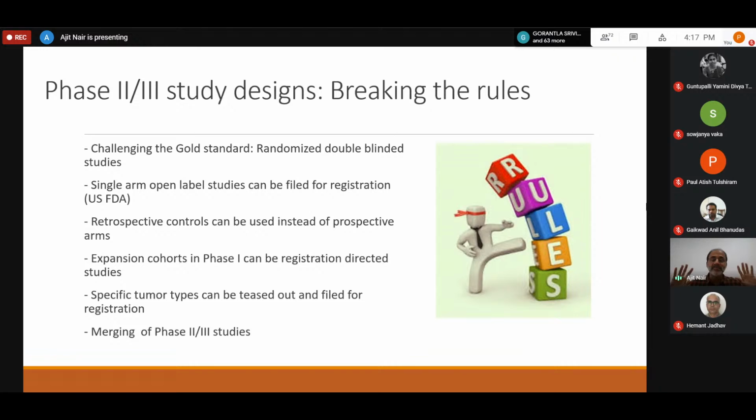But mind you, remember, this is very important only in those cancers which are really intractable, difficult to treat, where there's not much drug development happening. I'll come to more special cases in the subsequent slides. So retrospective controls can also be used.